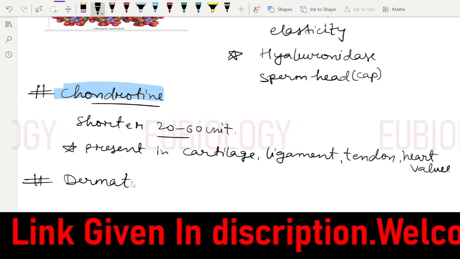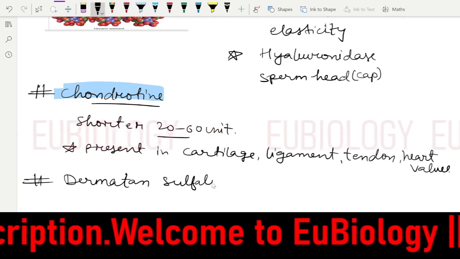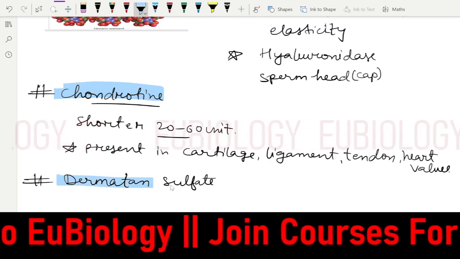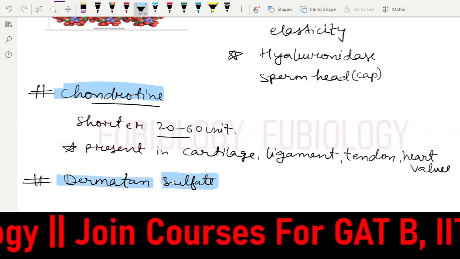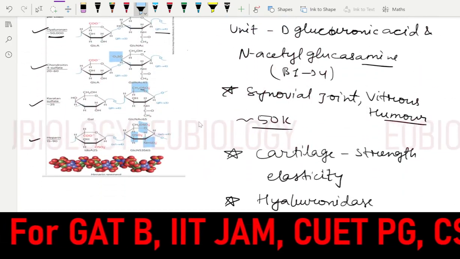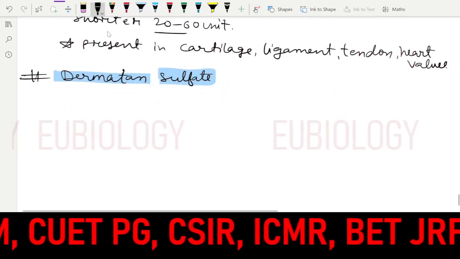Dermatan sulfate. Both spellings are correct, PHAT and SFAT. Okay, so it is shorter. You can see this dermatan sulfate is not mentioned here, but okay, fine. So it is shorter than the chondroitin.